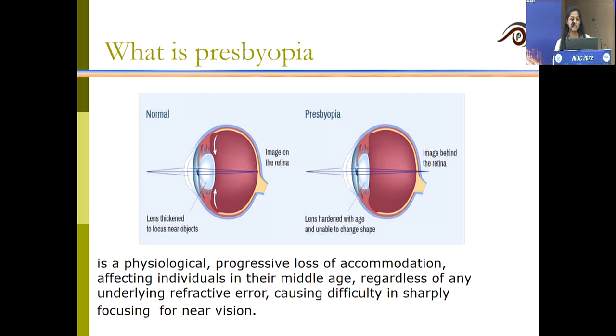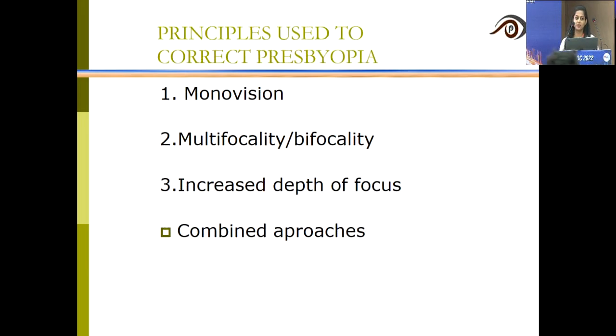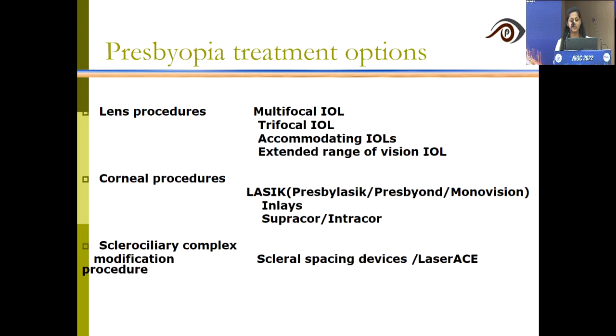Defining presbyopia, as we all know, it affects the middle age, and it is a physiological and progressive loss of accommodation affecting individuals of the middle age regardless of any underlying refractive error, causing difficulty in the near vision. So what are the principles to correct presbyopia? We have monovision, and we treat the corneas, making them multifocal or bifocal, and increase the depth of focus. Presbyopic treatment options: lens-based procedures, corneal procedures, and sclerociliary complex modification procedures.